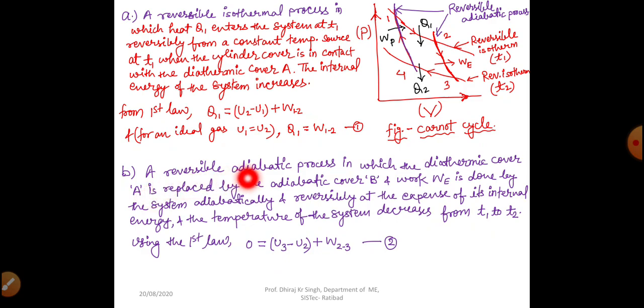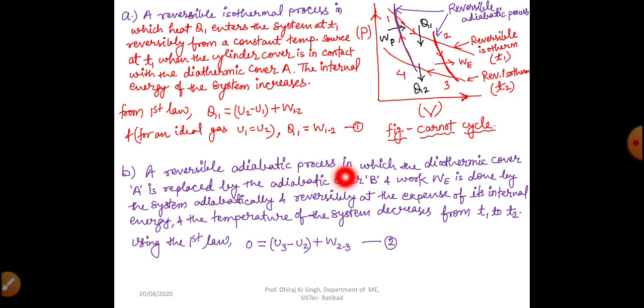Similarly, in process 2 to 3, we can see this is a reversible adiabatic process. So a reversible adiabatic process in which the dithermic cover A is replaced by the adiabatic cover. That means no heat transfer will take place here. That means Q is 0. Here no heat supply we can see, right? So the system works adiabatically and reversibly at the expense of its internal energy.